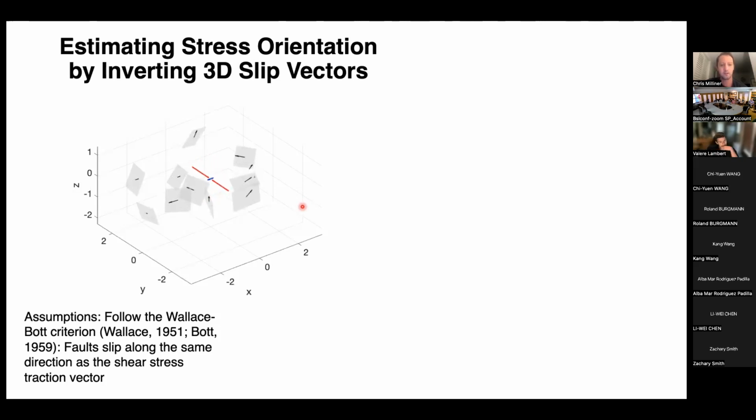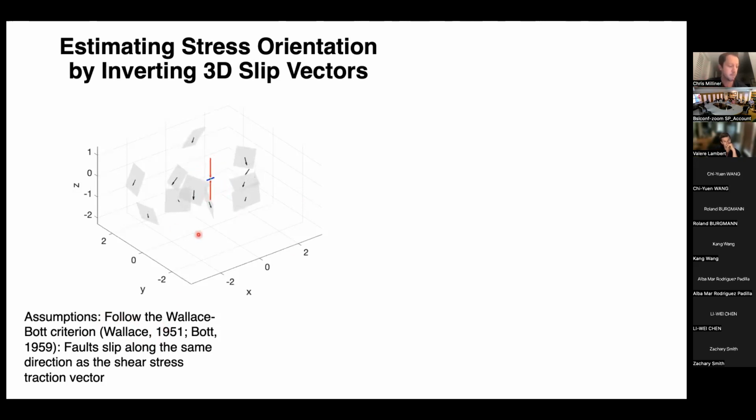So what we do to get the initial stresses is we take those slip vectors that we measure from the deformation maps and we invert them for the stress state. And we do that following the Wallace-Bott criterion. This is kind of a standard approach in seismology to estimate the stresses using focal mechanisms.